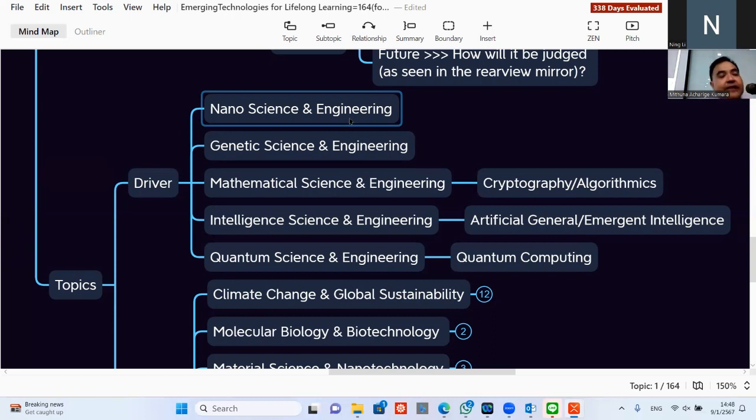Again, genetic science and engineering will be a main driver, right? That's driving all kinds of innovation and technology, about anything from the COVID vaccine. This is all not doable without genetic science, right?